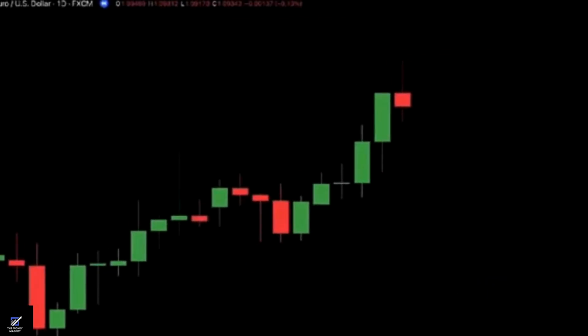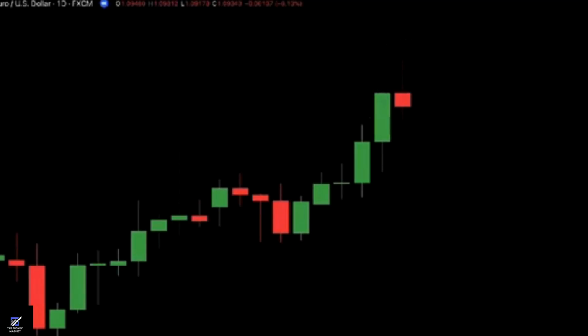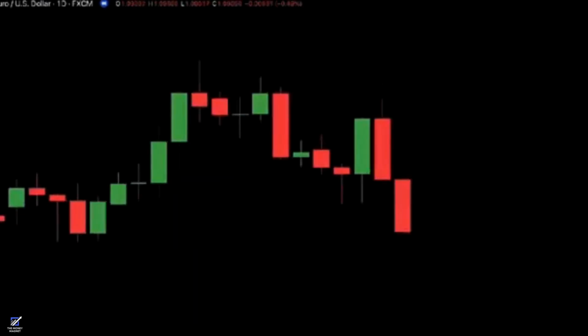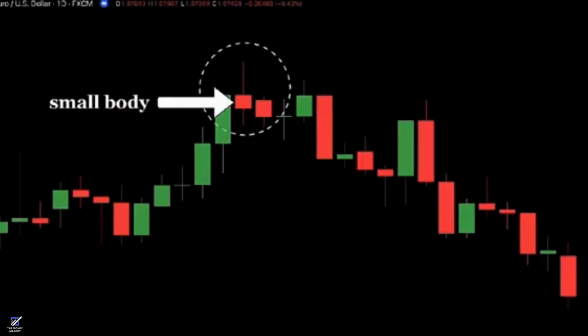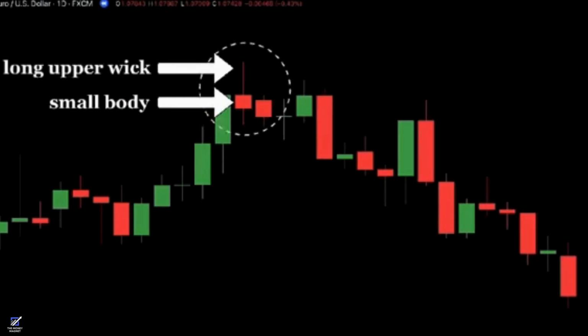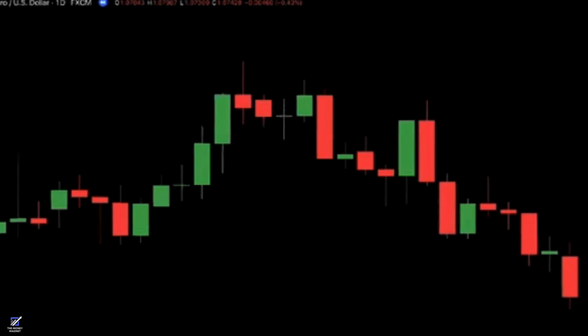Just like the hammer signals a potential reversal to the upside, the shooting star does the opposite. It warns that a downward move could be coming. It's a bearish reversal pattern that appears after an uptrend and signals that buyers may be losing control. So, how to recognize a shooting star? A small body near the bottom, a long upper wick at least twice the size of the body, and little to no lower wick. This tells us that buyers tried to push the price higher, but sellers took over and forced it back down, closing near the low. That's a strong sign of selling pressure.